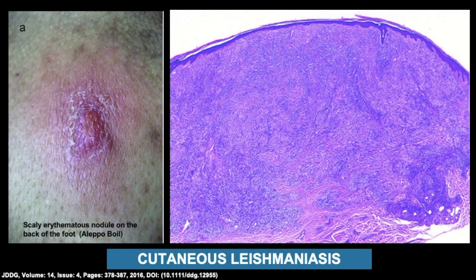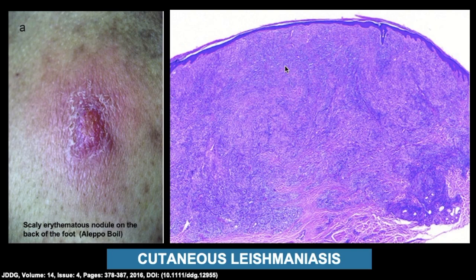So we start with cutaneous leishmaniasis, and I chose this as the first because of the Aleppo boil, where I did my medical school. This disease is very common in the Middle East, especially in Syria. Clinically, you see a scaly erythematous nodule on the back of the foot or other extremity, areas exposed to the fly, where the infection happens.